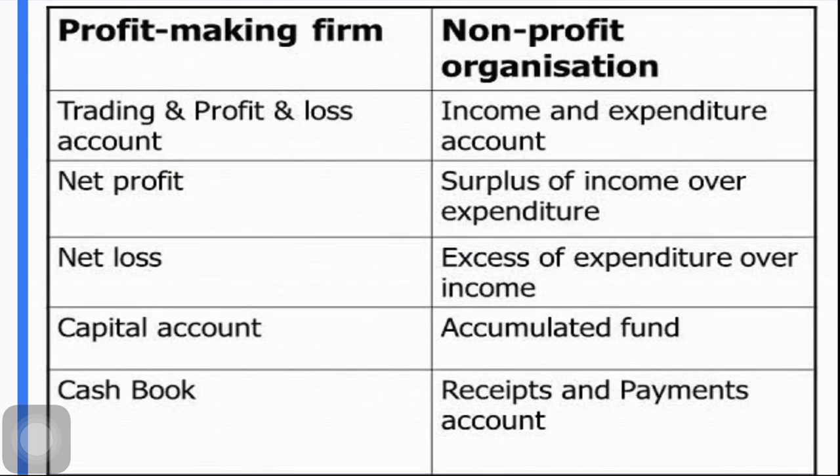Now see the difference between profit making and non-profit making organizations. Not difference, it's actually the same things with different terms. Net profit is known as surplus, net loss is known as excess of expenditure over income or deficit. Capital account is known as accumulated funds or capital funds. Cash book is known as receipt and payment account, and trading profit and loss account is known as income and expenditure account. So these are similar things.